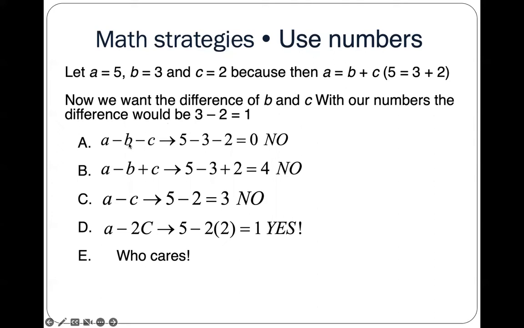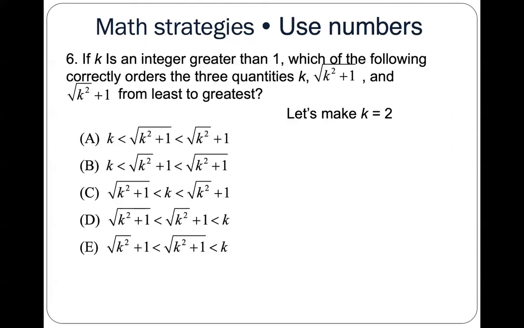For A, we've got A minus B minus C, which is 5 minus 3 minus 2, which would be 0, so no. For option B, we have A minus B plus C, which is 5 minus 3, and then plus 2, which equals 4, so no again. And then option C is A minus C, which would be 5 minus 2 using our numbers. So we would get the 3, which is no again. And then finally option D, we have A minus 2C, which is 5 minus 2 times 2, which is 5 minus 4, which equals 1. Yes, and so E, who cares? We found the answer. Option D would be our choice.